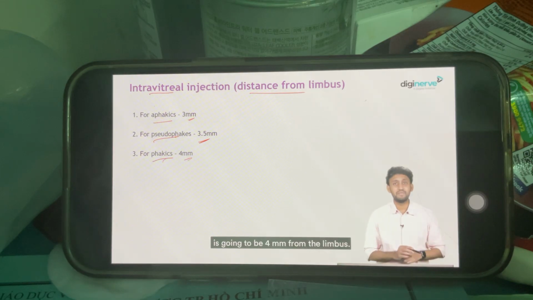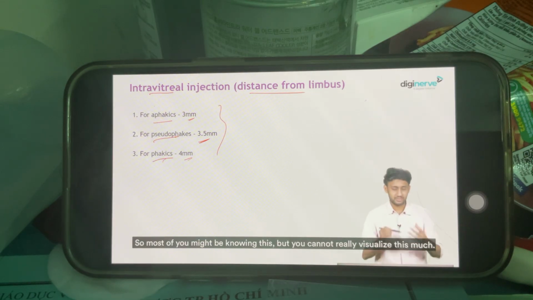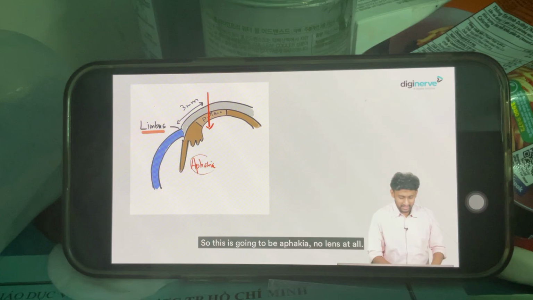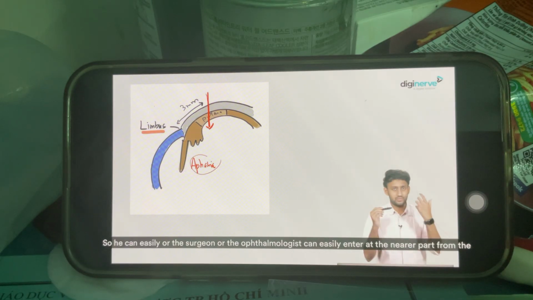Aphakia is going to be 4 mm from the limbus. So most of you might be doing this, but you cannot really visualize this much, so I've drawn some diagrams here for you to understand. So it's going to be aphakia, no lens at all, so the surgeon or the ophthalmologist can easily enter at the nearer part of the limbus. So it's just 3 mm.